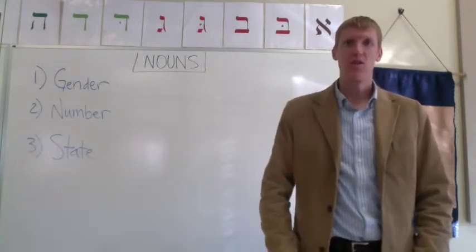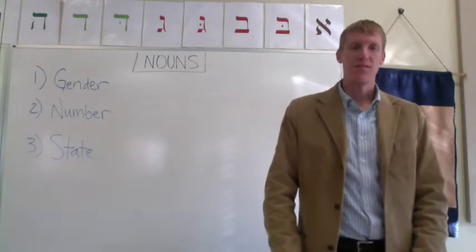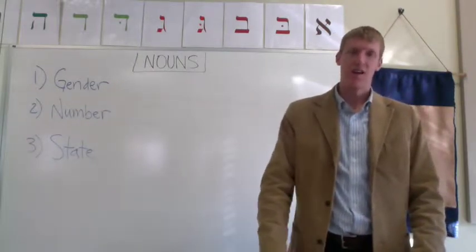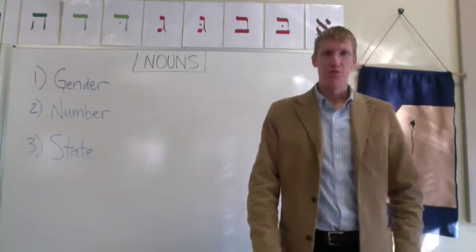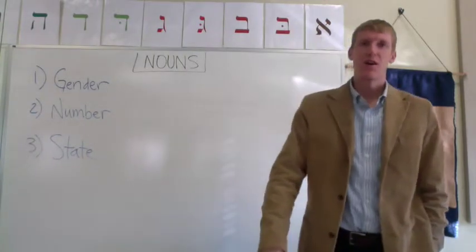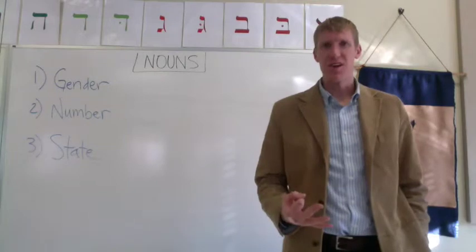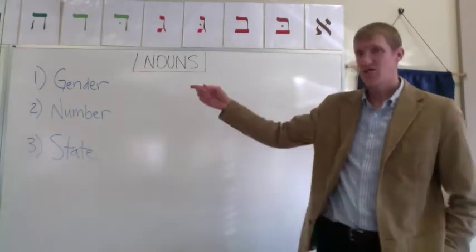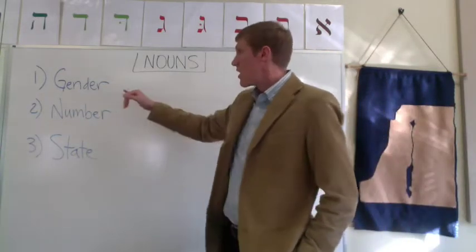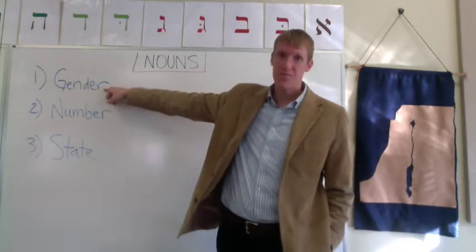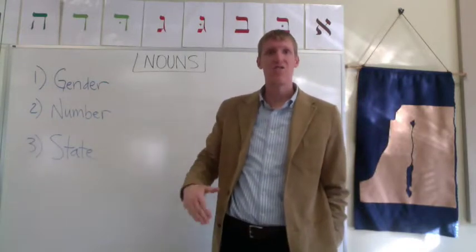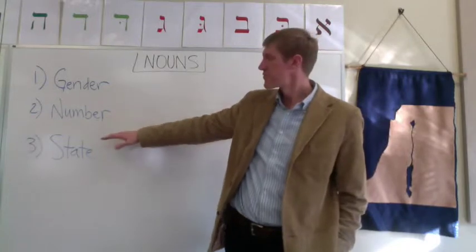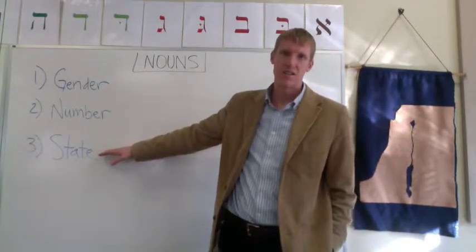Objects, people, locations, and the like. Persons, places, and things. Now, in Hebrew, a noun communicates three things. Every noun will communicate three basic things. A noun will be gendered. Every noun will have a gender. Every noun will have a number. And every noun will have a state.